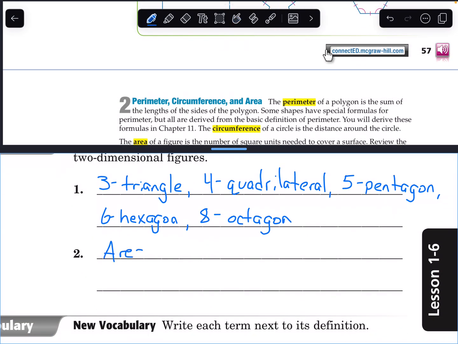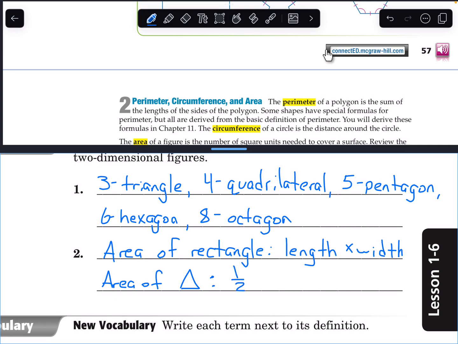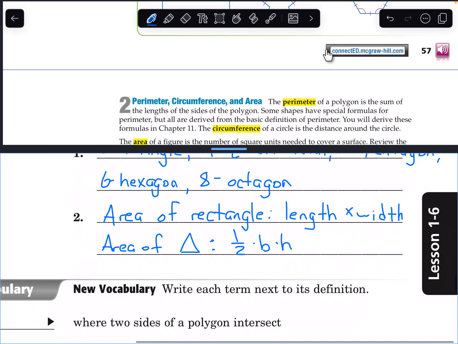I know the area of a rectangle is length times width. And I remember area of a triangle is 1/2 times base times height. Sure. Maybe you don't remember what's base and height, but we'll find out as we read the section.